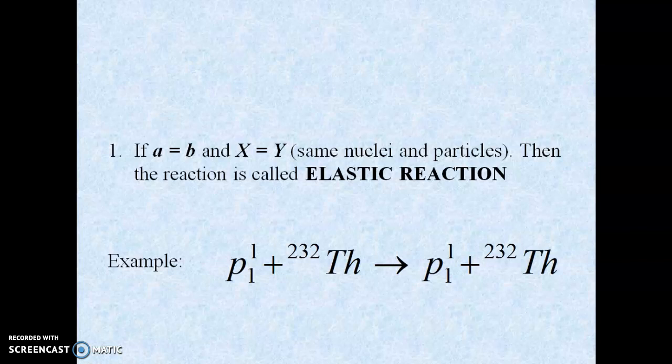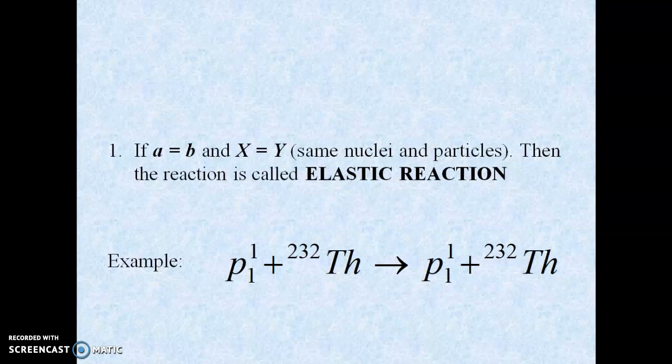The example of an elastic reaction is a proton incident on a deuterium nucleus. Again, a proton and a deuterium nucleus are formed. You see this is the entrance channel and this is the exit channel. There is no change in the structure of the target nucleus. That means the entrance channel is the same as the exit channel here. So this type of reaction we call an elastic reaction.